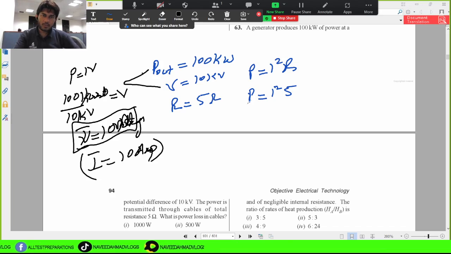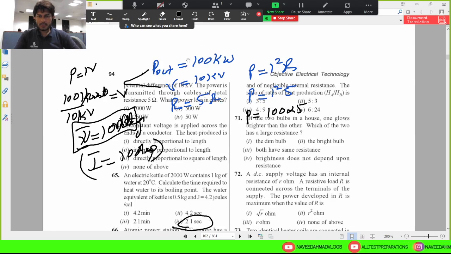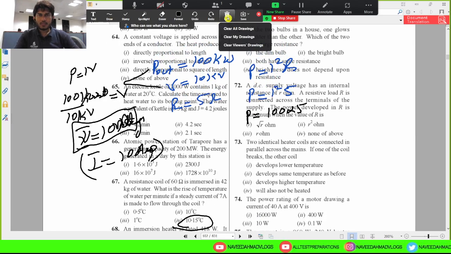So over here your power is I square R, so 10 square is 100 times 5, so 500 watt. That will be the correct answer, option B. Yes, option B will be the correct answer. Okay, next MCQ, that is 64.